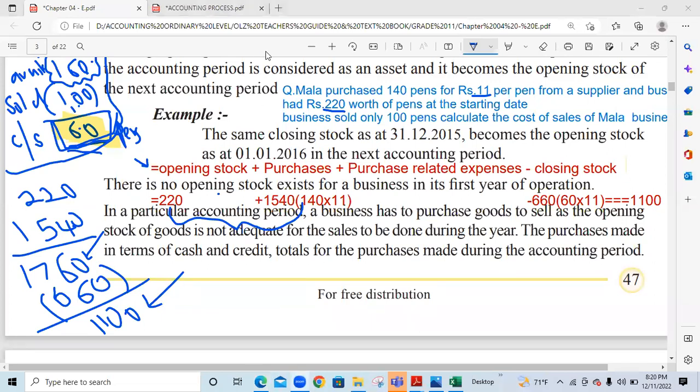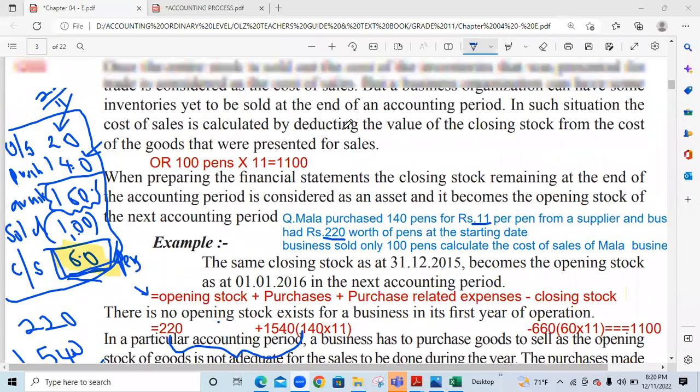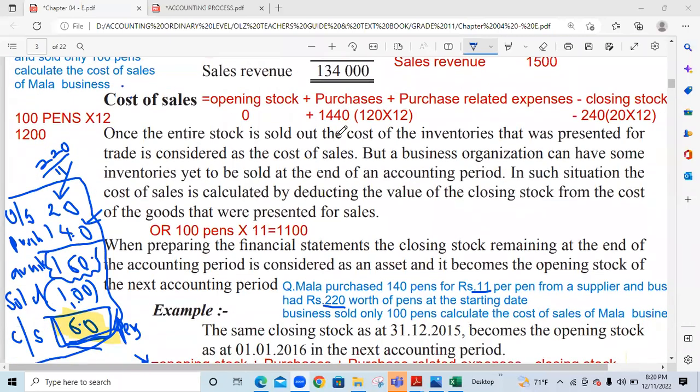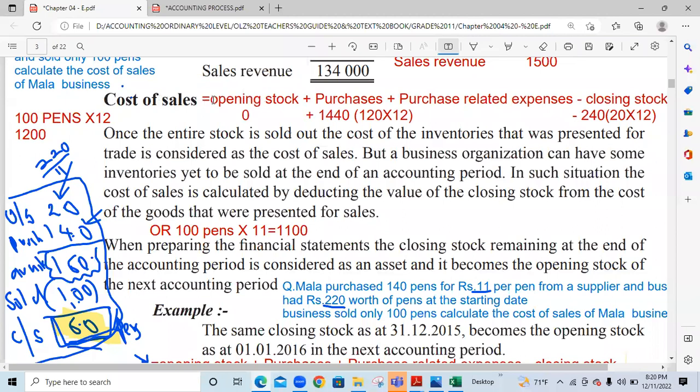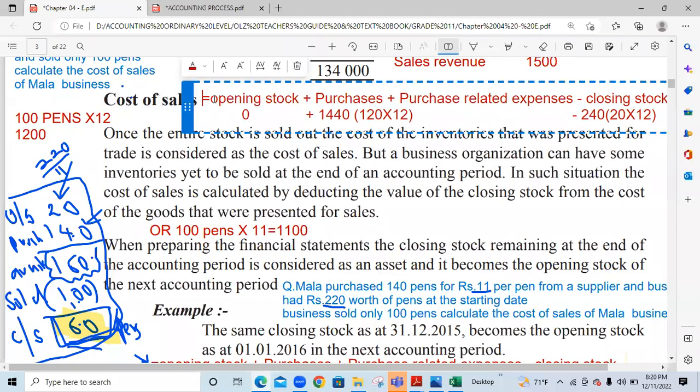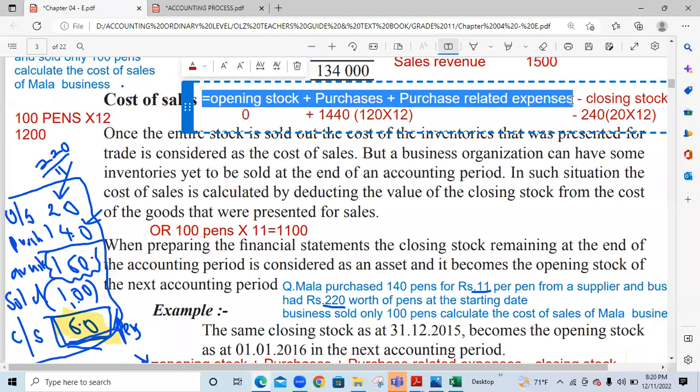So now you studied something new. What is it? Cost of goods presented for sales. Shall we write a new equation? Guys, below that, can you write cost of goods presented for sales? I'll explain one more time. Now write it down. Say cost of goods presented for sales.